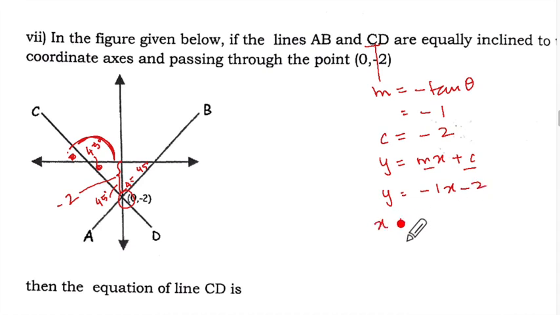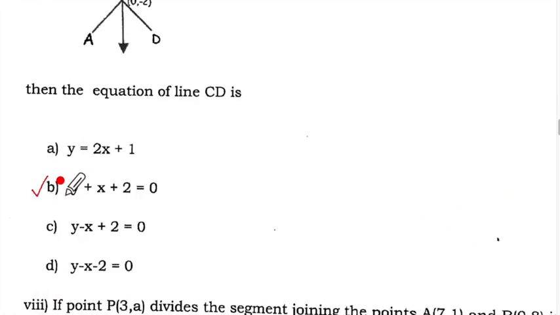So you will have x plus y equal to -2, or it will be x plus y plus 2 equal to 0. Let us see which option it is. It will be option B.